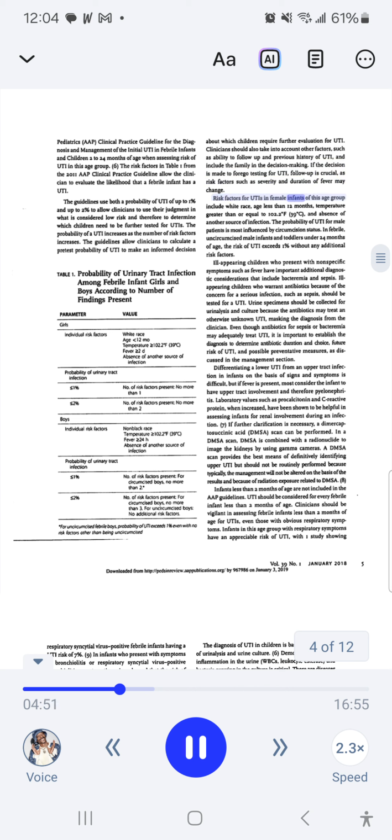Risk factors for UTIs in female infants of this age group include white race, age less than 12 months, temperature greater than or equal to 102.2 degrees F, 39 degrees C, in absence of another source of infection. The probability of UTI for male patients is most influenced by circumcision status. In febrile, uncircumcised male infants and toddlers under 24 months of age, the risk of UTI exceeds 1% without any additional risk factors.